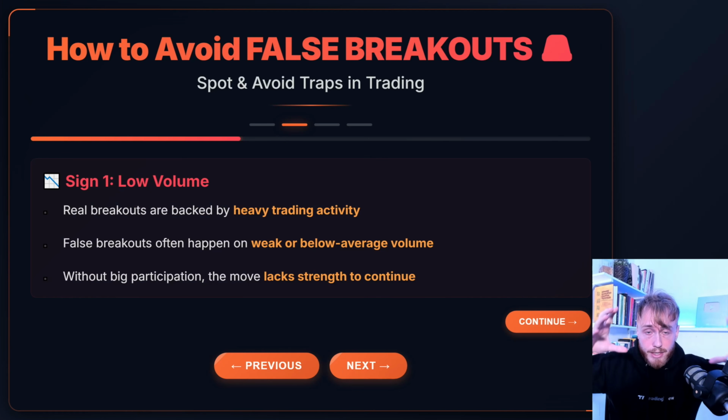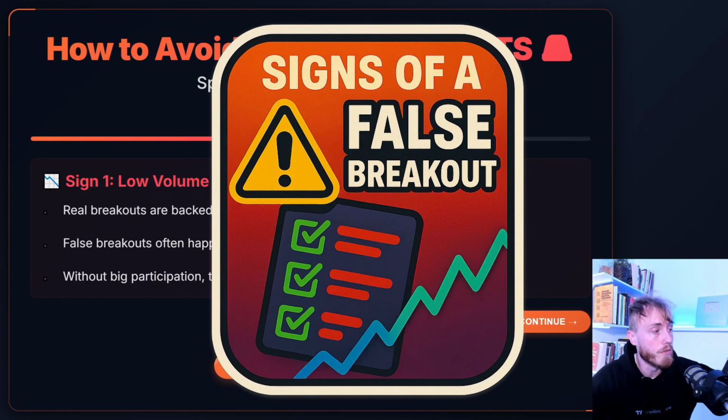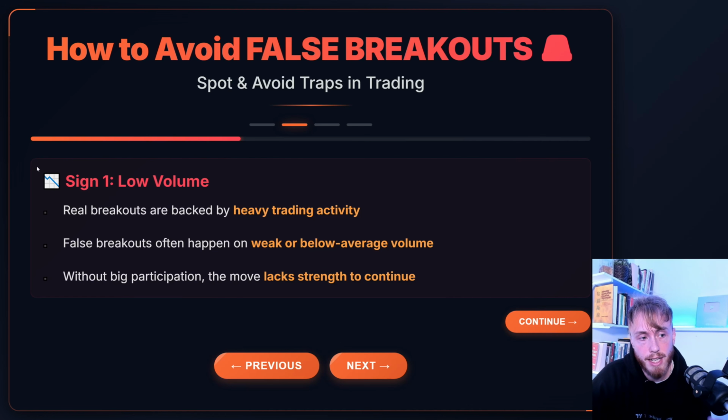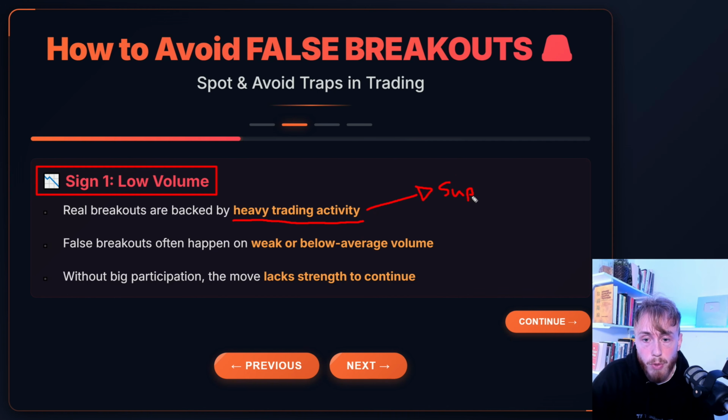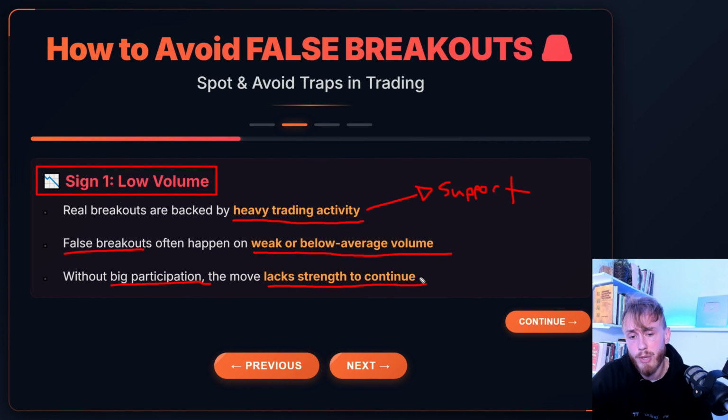But now let's take a look at the most important signs of a false breakout. The first sign I'm looking out for is low volume, because as I already briefly mentioned, real breakouts are backed by heavy trading activity. Remember what I said earlier, we want many traders to support the move, or in other words, to agree that this is a real breakout. So when we see false breakouts, they will often happen when we have weak or below average volume. Without big participation, the move often lacks the strength to continue.